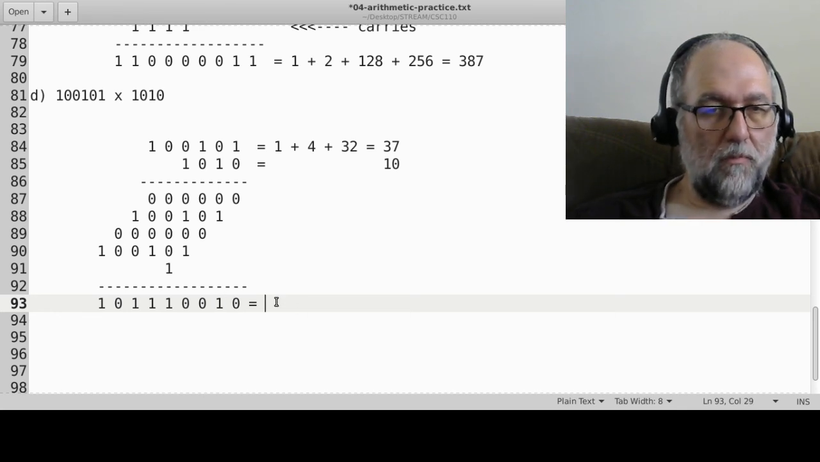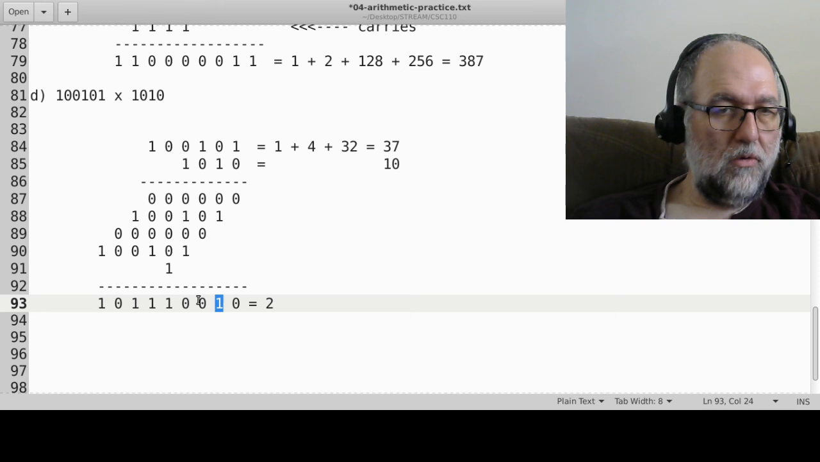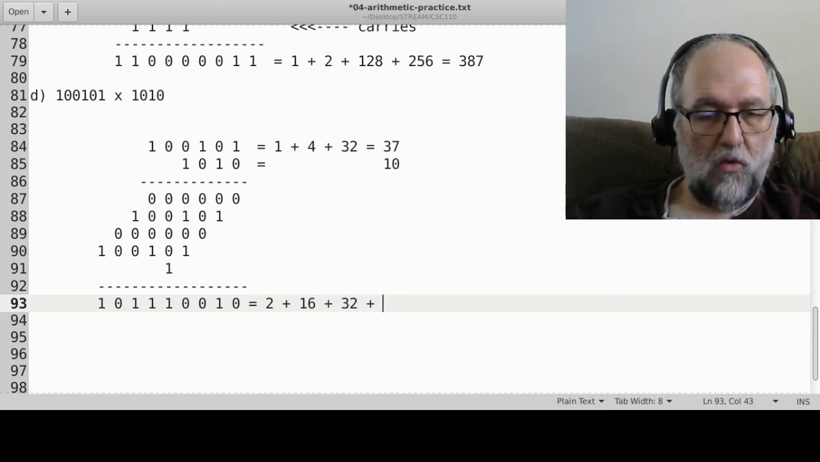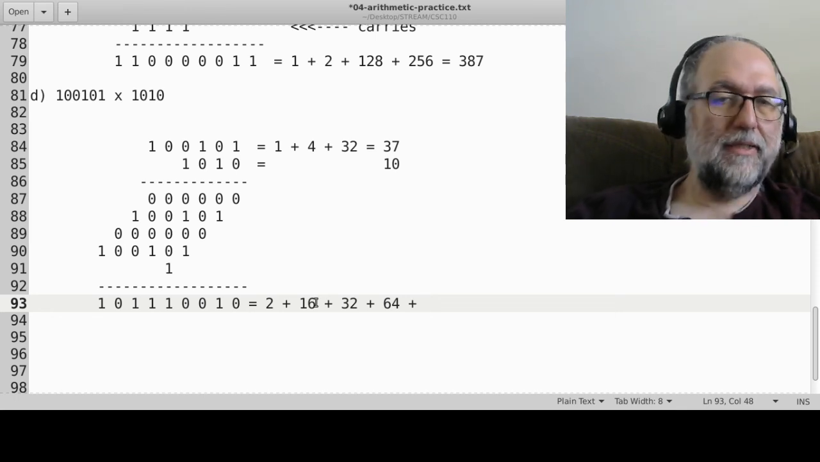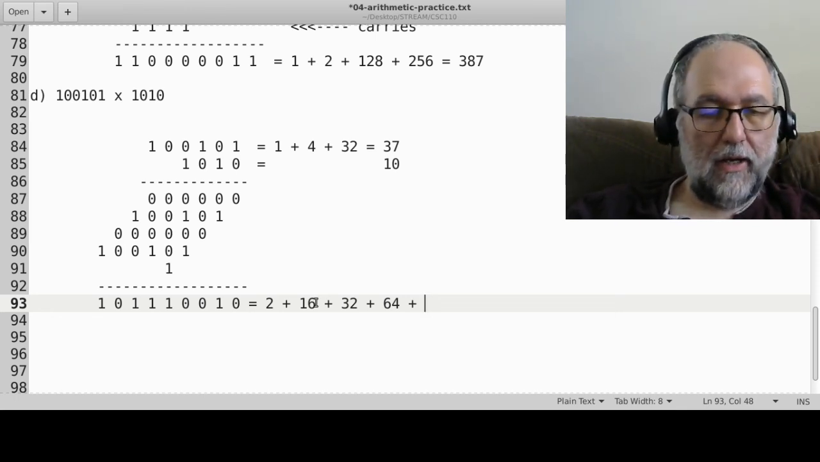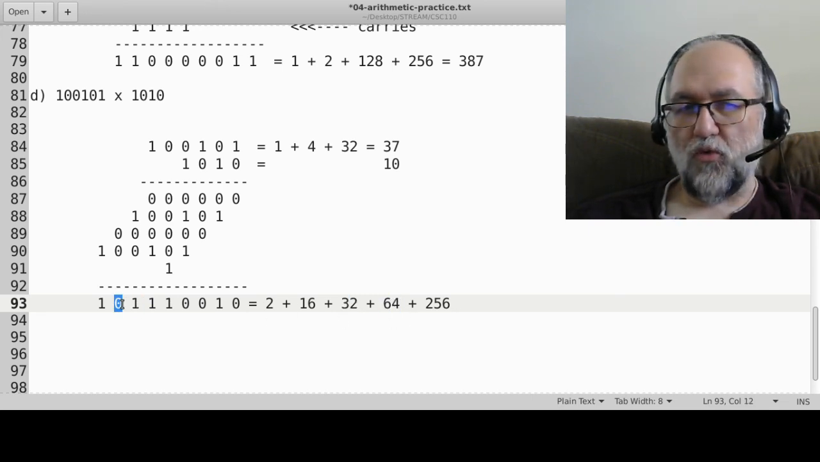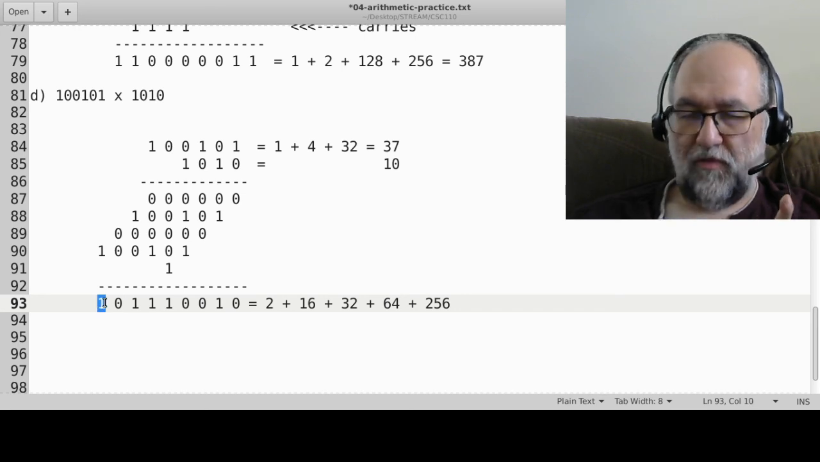No 1's, there's a 2. Okay, there's a 2. No 4's, no 8's, there's a 16, a 32, and a 64. No 128. All right, but there is a 256. Okay, let's go through that again. No ones, there's a 2. That's that 2 there. Okay, no 4s, no 8s, there's a 16. There it is. 32. 64. Skip 128, and after 128 is 256.